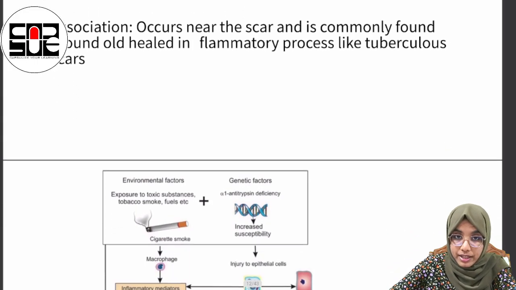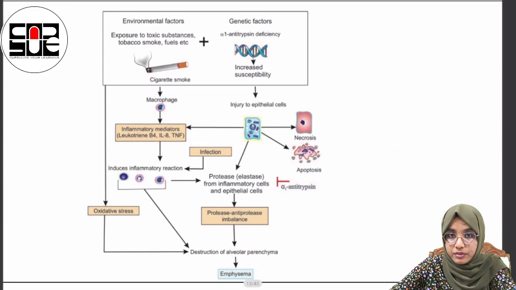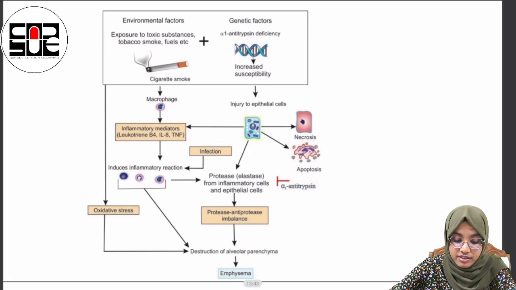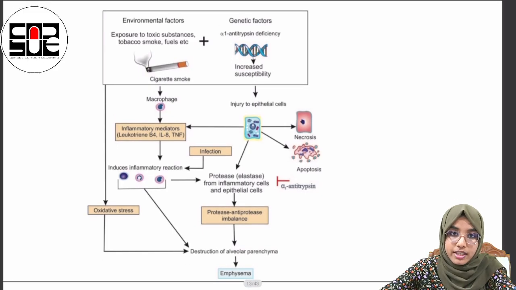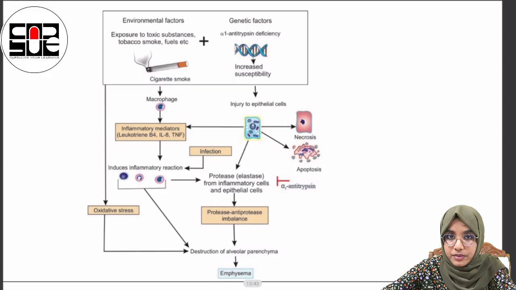Let's move on to the pathogenesis. We discussed the types, the 4 types. Let's discuss the pathogenesis now. There are 2 main factors which are involved in the pathogenesis. There are genetic factors and environmental factors.